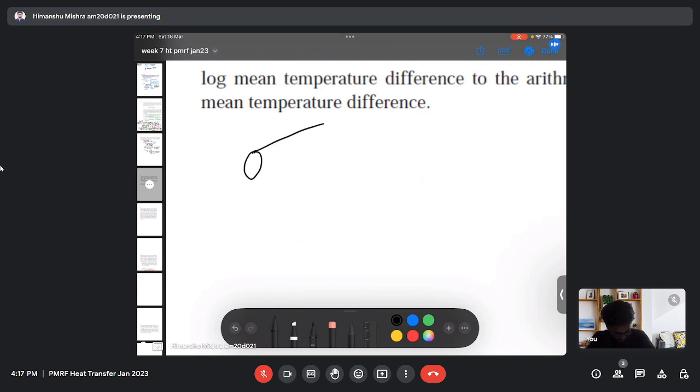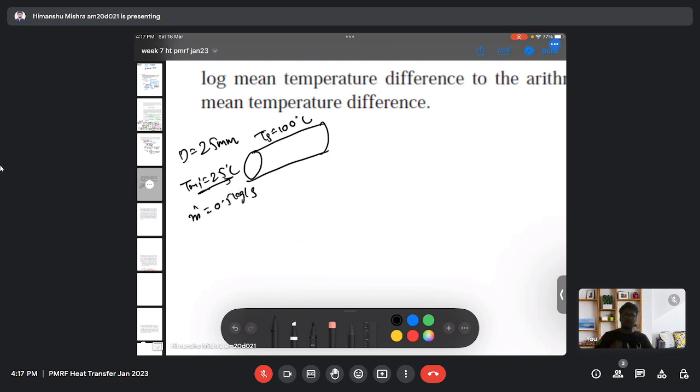So we have given a tube here, and my inlet mean temperature is 25 degrees Celsius. Surface temperature is 100, and my diameter is 25. Mass flow rate is 0.5 kg per second. So again, we have given a surface temperature of 100 degrees Celsius over the entire length of the tube, which means this is the constant temperature condition case.